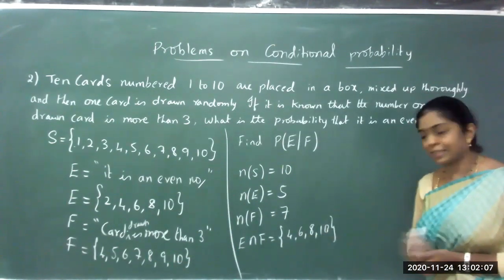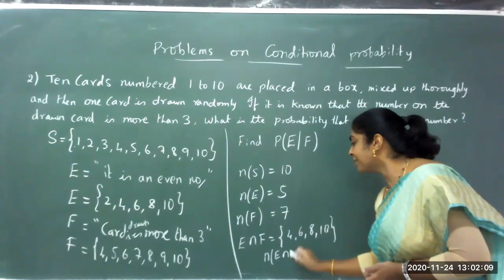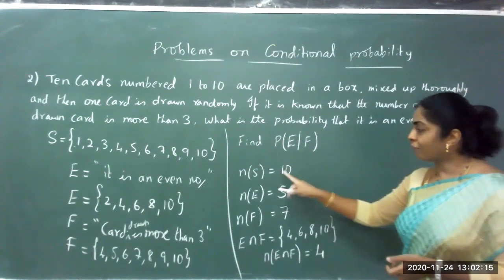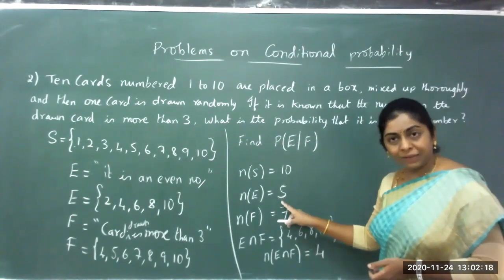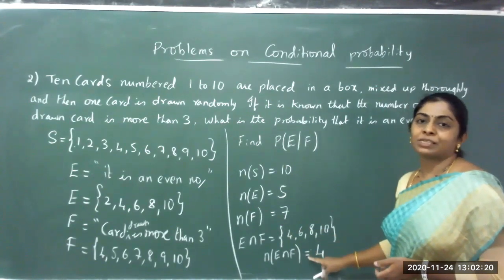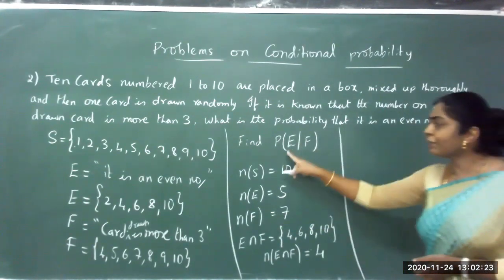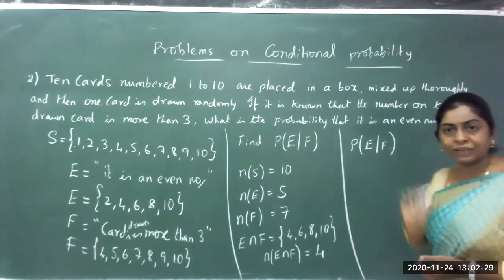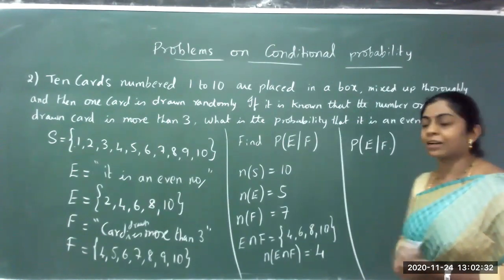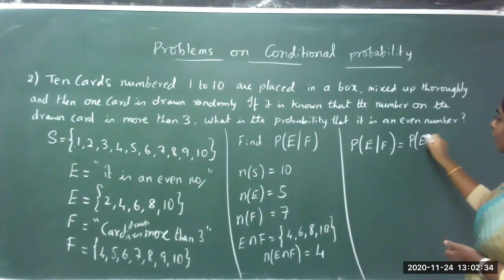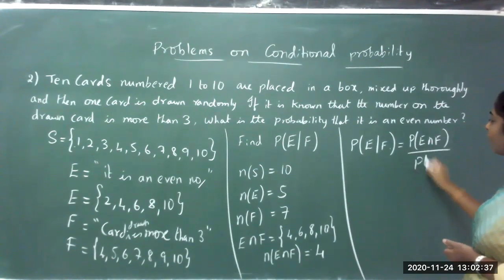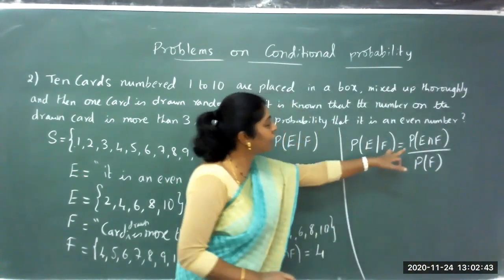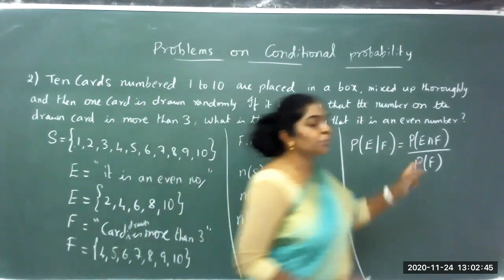Once I know E intersection F, can I find the number of elements in E intersection F? How many elements are there in E intersection F? 4. So I found the number of elements in the sample space, event E, event F, and E intersection F. Now I have to find the conditional probability. Let me use the formula. Conditional probability of event E when event F has occurred is given by probability of E intersection F divided by probability of F, since F is the event that has occurred.